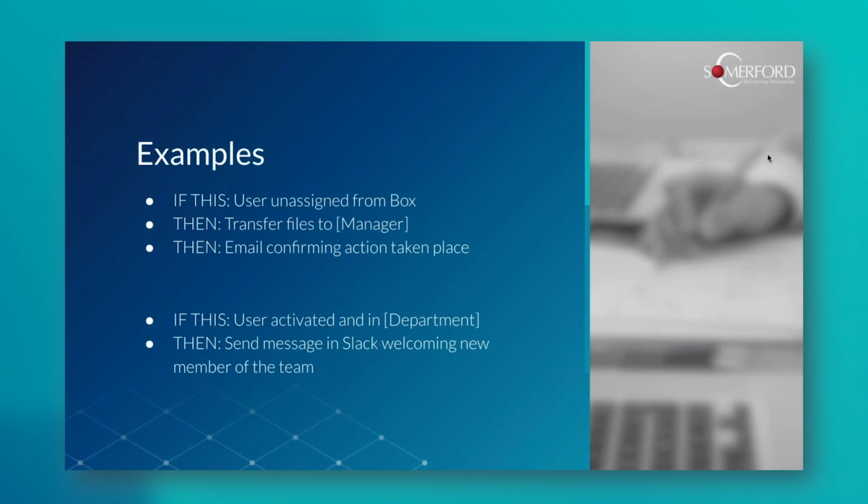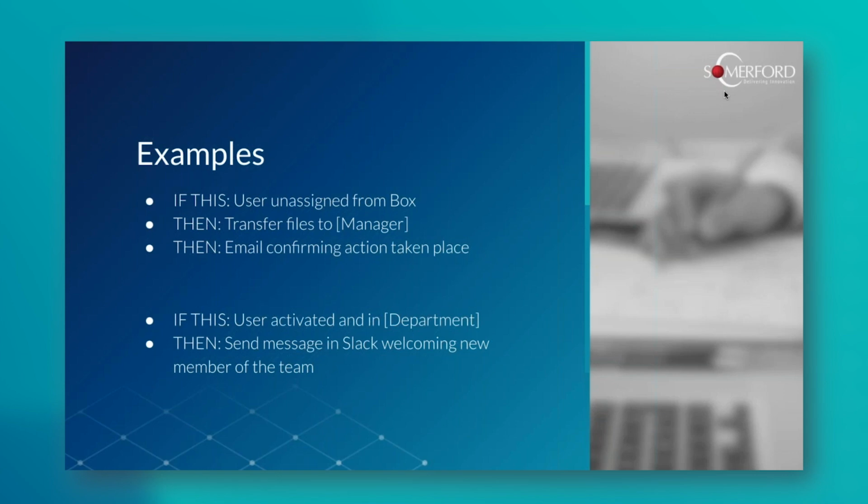So some examples there. If a user gets unassigned from Box, let's say they left the company, then instead of just deleting the user in Box, we can transfer the files to their manager. And then we can also send an email confirming the actions that have taken place to that manager so that the manager is aware of what's happened. Or you could say something very simple here. A user gets activated and they're in a certain department. And then you can send a message in Slack welcoming them as a new member of the team. So just a very simple example there.